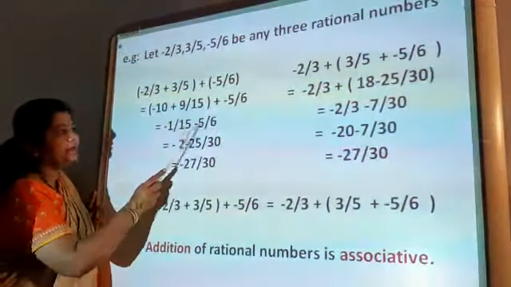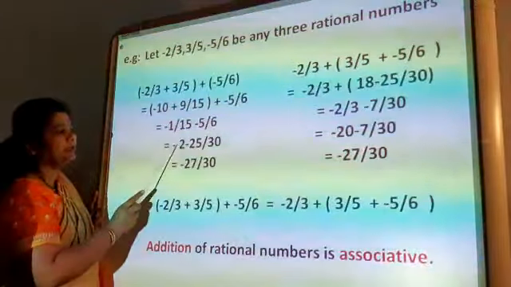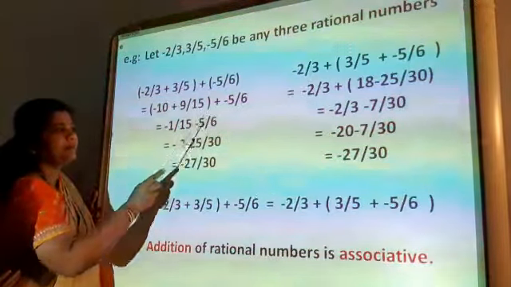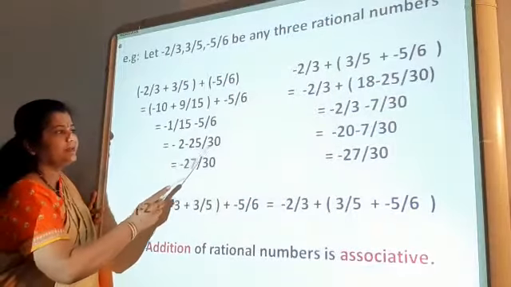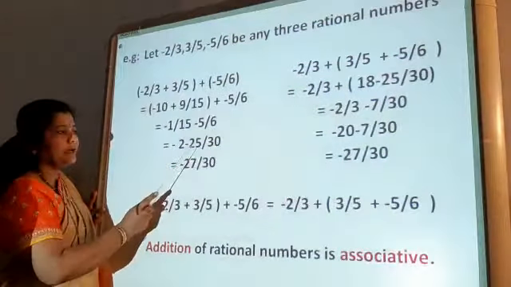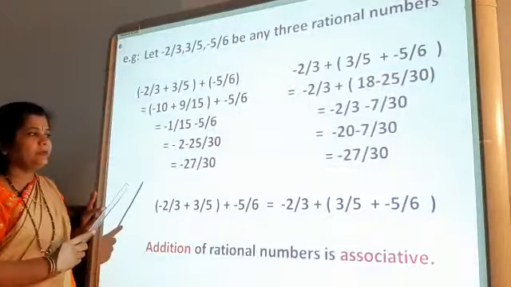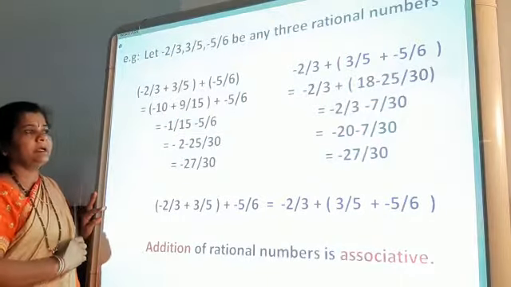Here again the LCM is 30. So 15 2s are 30, it is minus 2. 6 5s are 30, 5 5s are 25. So minus 25. So this is minus 2 minus 25 upon 30. Both are minus, add and keep minus sign. So it is minus 27 upon 30.